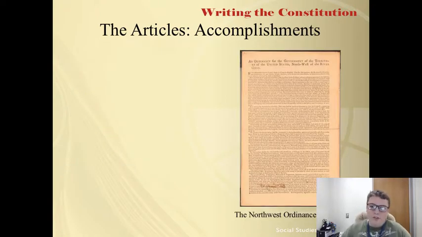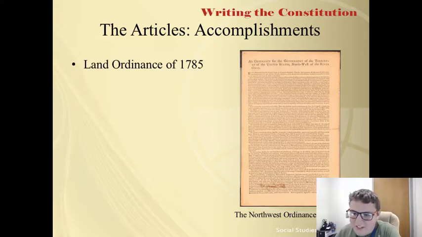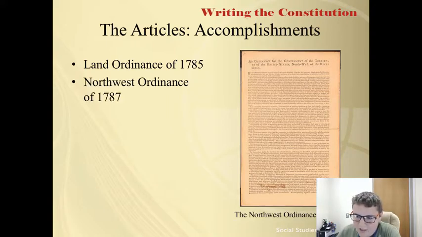Although many began to find fault in the weakness of the government under the Articles of Confederation, that government did make some significant achievements. These included the Land Ordinance of 1785 and the Northwest Ordinance of 1787, as well as laying the basic framework for the United States, eventually forming the federal government.